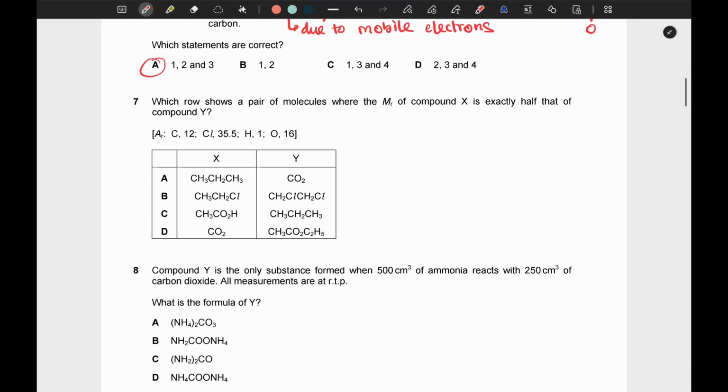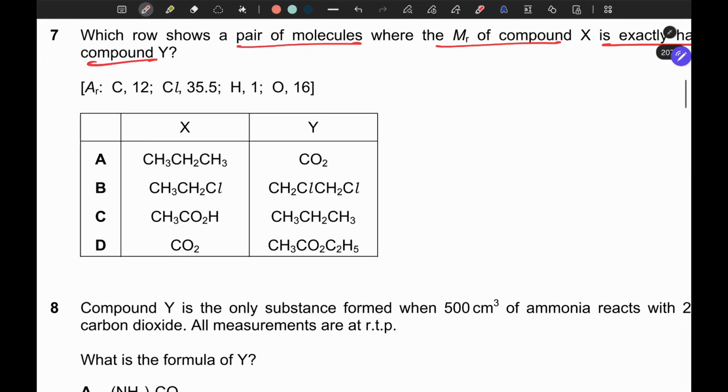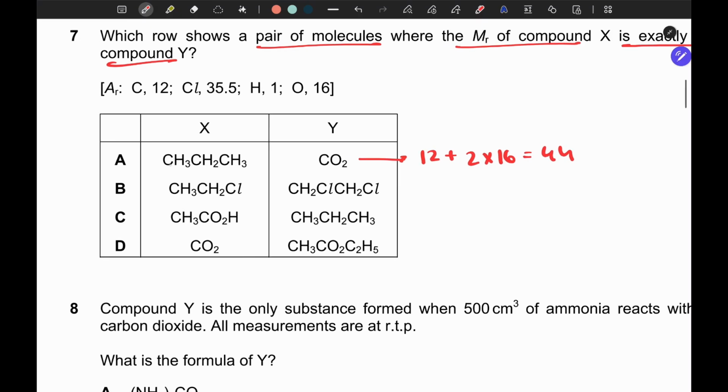Moving on to question number 7, which row shows a pair of molecules where the Mr of compound X is exactly half that of compound Y. So you can serially calculate each and every Mr and you eventually get to your answer. For example, if you were to calculate for CO2, that would be 12 plus 2 times 16, that adds up to 44. And then if you do the same for CH3CH2CH3, that's 12 times 3, and then we have 8 hydrogens, so that's plus 8. So 12 times 3 is 36, and 8 would give you 44. So over here it's not half, it's equal.